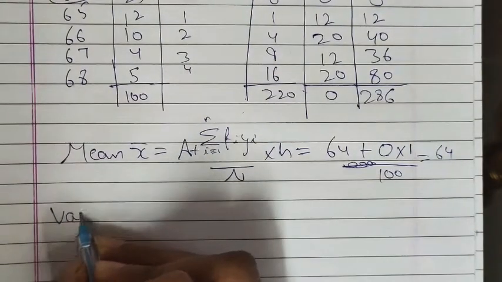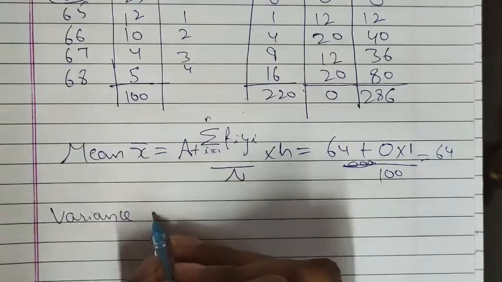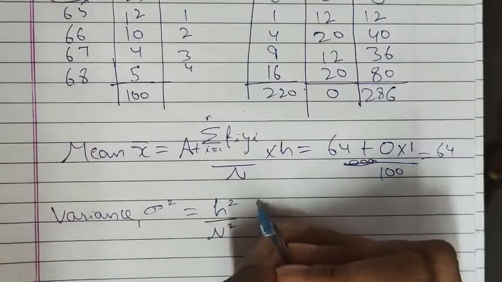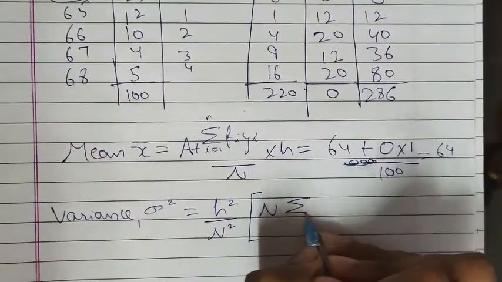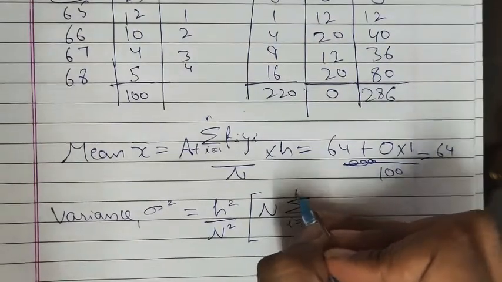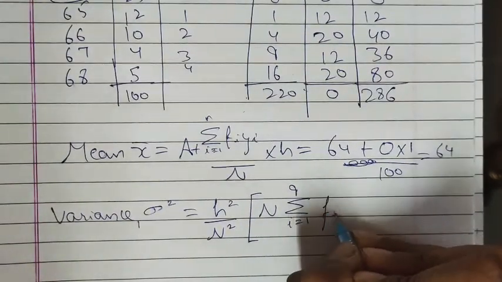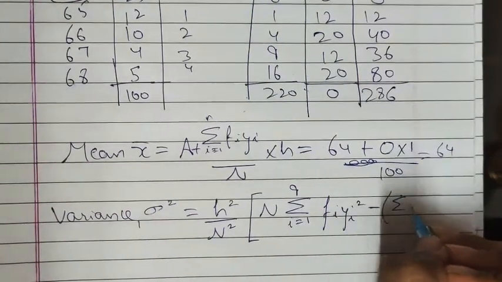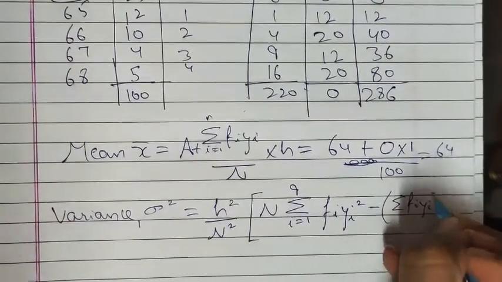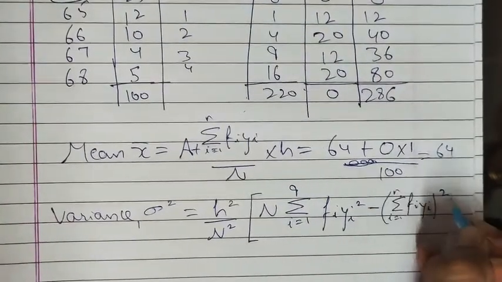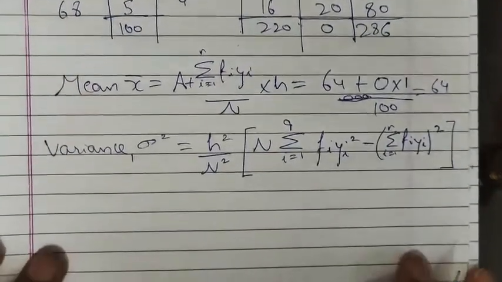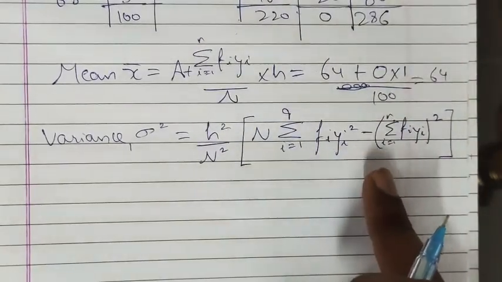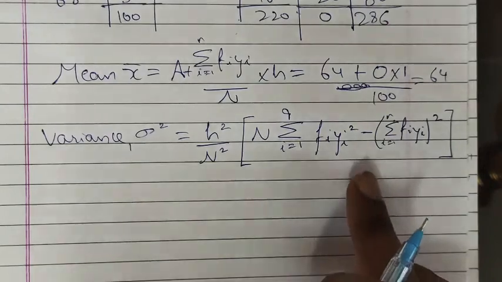Next we have to find out variance. So variance formula for shortcut method: just see this formula, sigma square is equal to h square upon n square. This is the formula for shortcut method. And sigma i is equal to 1 up to 9, because 9 number of terms are there. n sigma fi yi square minus sigma fi yi whole square, i is equal to 1 to n. So this is the complete formula for variance.